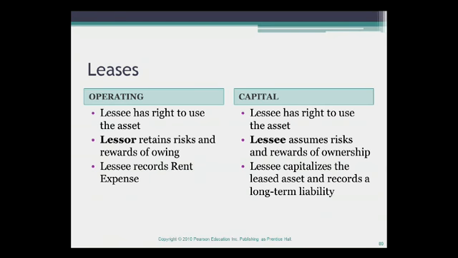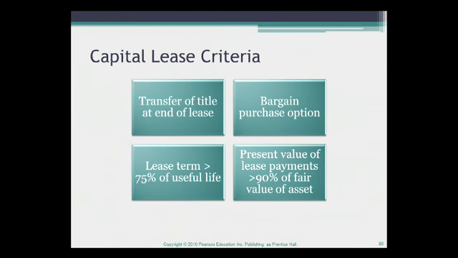Okay, so how do you determine if something is a capital lease? Well, FASB statement number 13 tells us if a lease contains any one of these items, it's a capital lease. Keep in mind it's any one of these items. So meeting one of these things will mean you have a capital lease. So one, transfer of title at the end of the lease. So what does that mean?